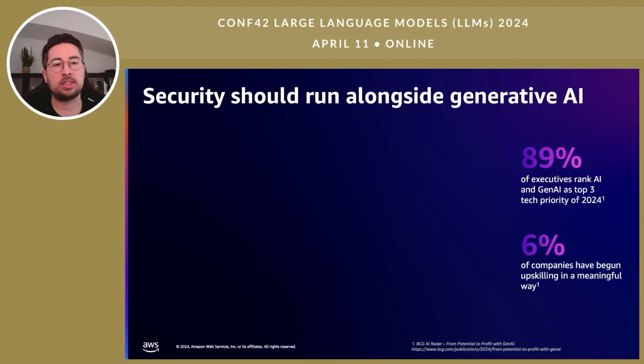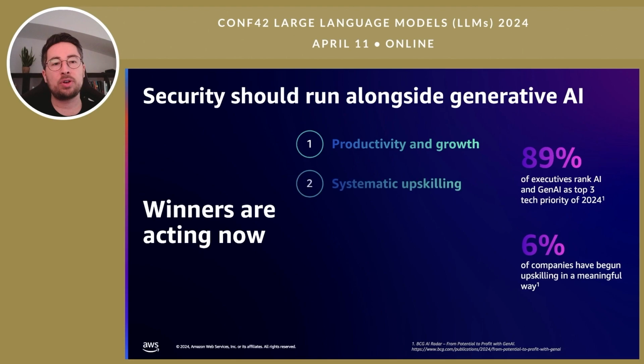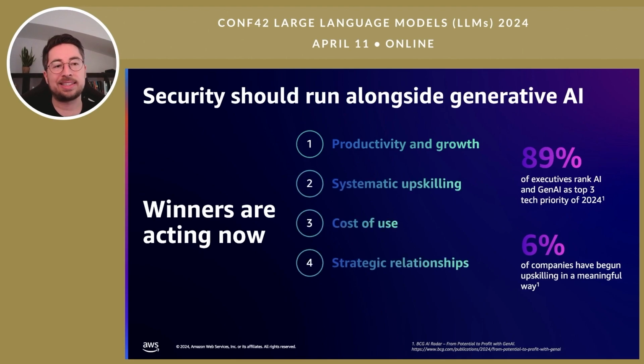The other part, the 10%, the survey called the winners. And those winners are acting now, and they recognize the great opportunity and the great productivity gains that they can get from using generative AI. The survey also calls out 5 characteristics that set the winners apart from the observers. For example, doing systematic upskilling, focusing on building strategic relationships, but also implementing responsible AI principles.